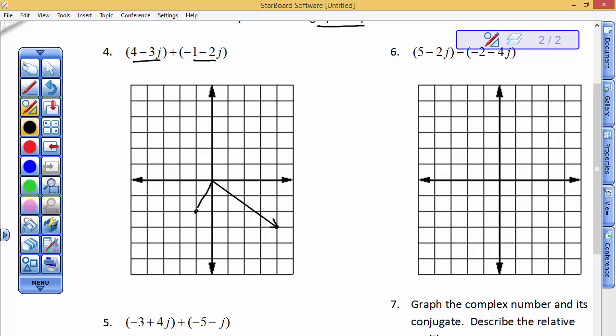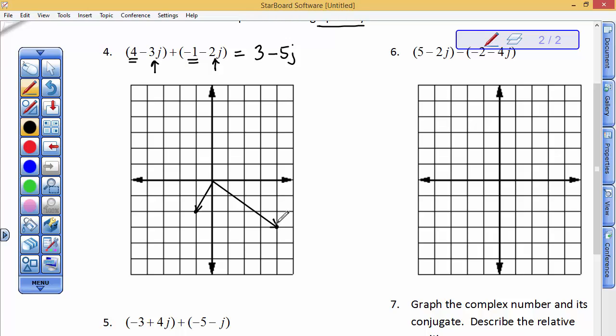Now remember, I've already learned how to do this. I've already learned that a real 4 and a minus 1 combines to be a positive 3, and a minus 3j and a minus 2j combines to be a minus 5j. That's the answer to this problem. But what I want to do is I want to do it by vectors, by a sketch.